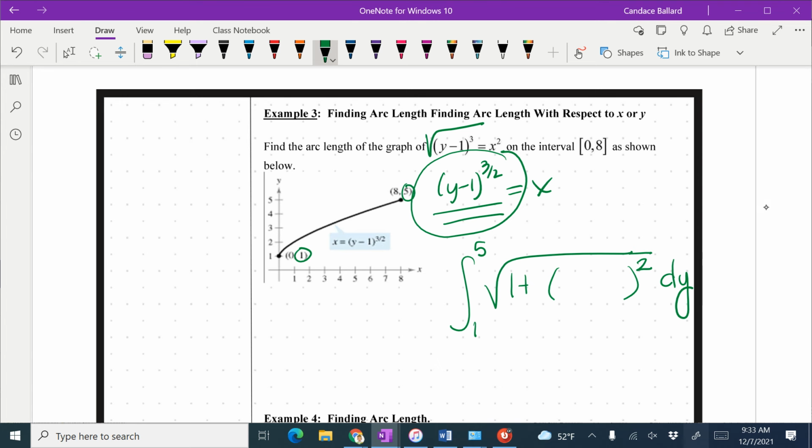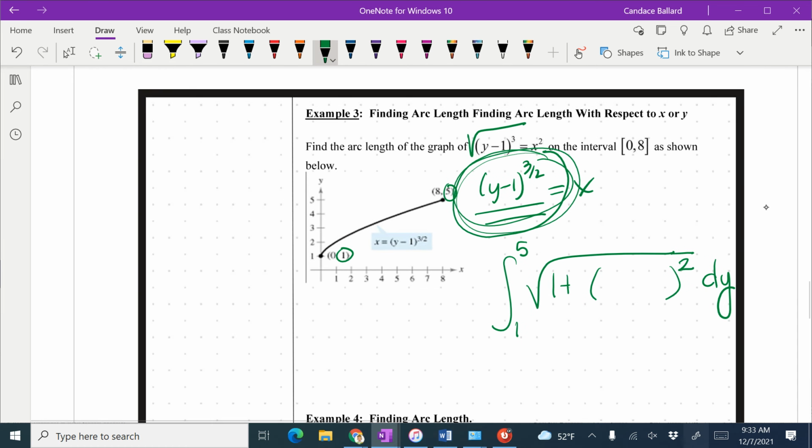Okay. So I need to find the derivative of this thing. So I'm going to do that off to the side. So x prime equals, I'm going to pull the 3/2 out in front. y minus 1. What do I get as my new exponent? 1/2. And then technically it's a chain rule, right? But what do I get for my chain? It's just 1, so I don't really need to worry about writing it down. So that's my derivative. I'm just going to plop it in here.